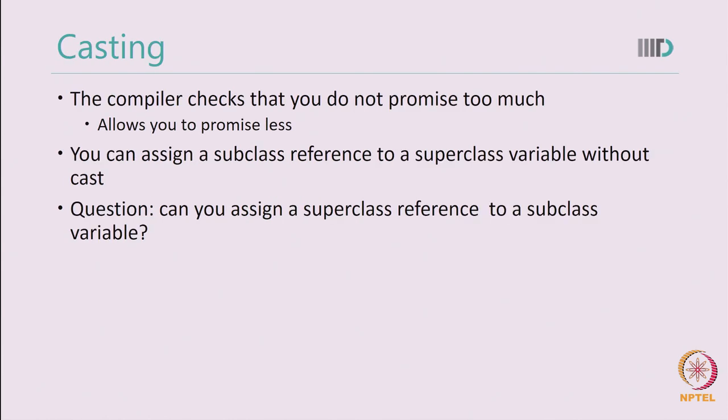If we try to change the reference of one class to another, we need to do explicit casting. For example, we can assign a subclass reference to a superclass variable without casting. However, if we want to do it the other way around, we have to do explicit casting. The compiler checks that you are not promising too much, which means that what the variable is referring to is the functionality that is implemented and not more than that.